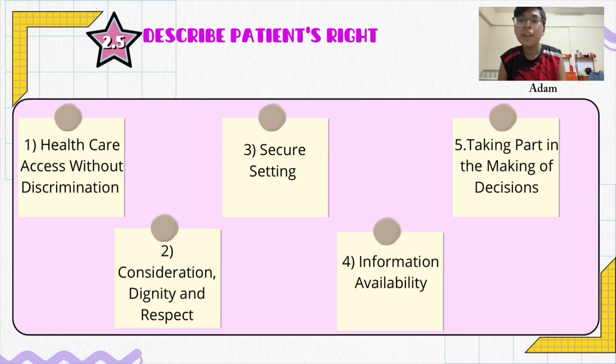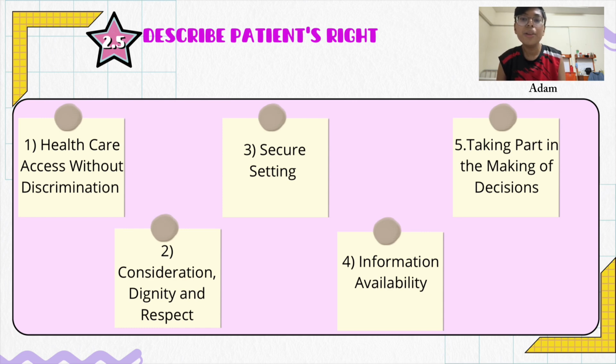Every patient has the right to receive medical care and treatment regardless of their age, gender, nationality, religion, ethnic origin, or physical, mental, and social circumstances. Second, consideration, dignity, and respect. Patients should always be handled with dignity, respect, and consideration. This right guarantees that medical professionals continue to act with empathy and compassion.